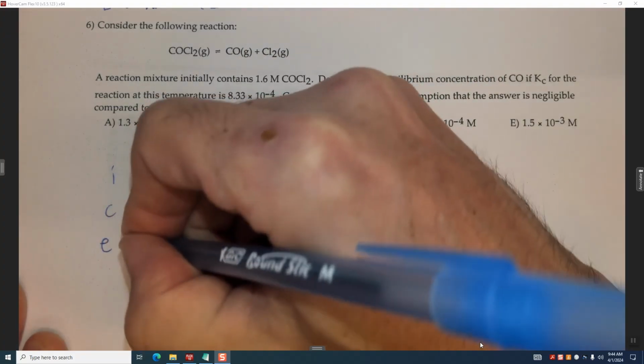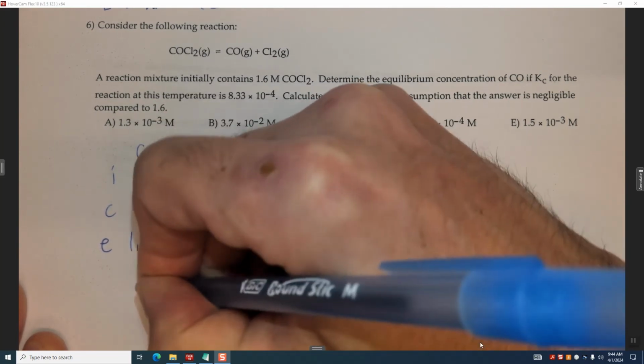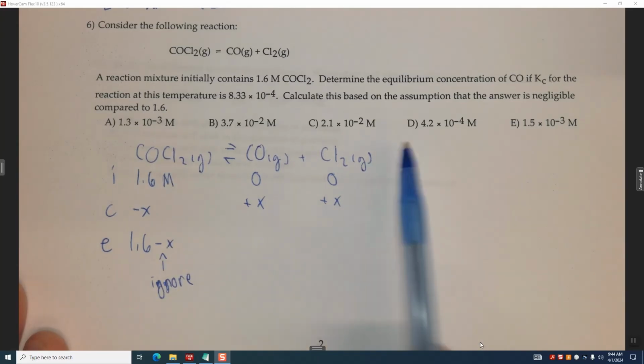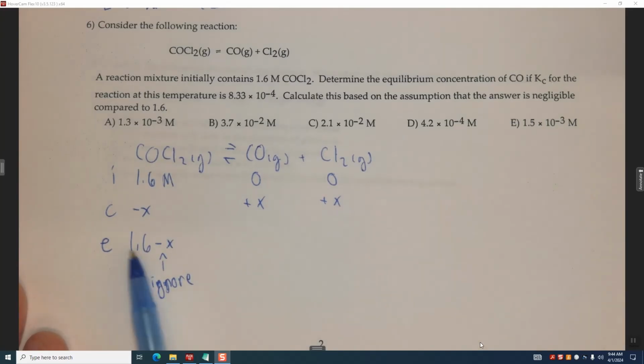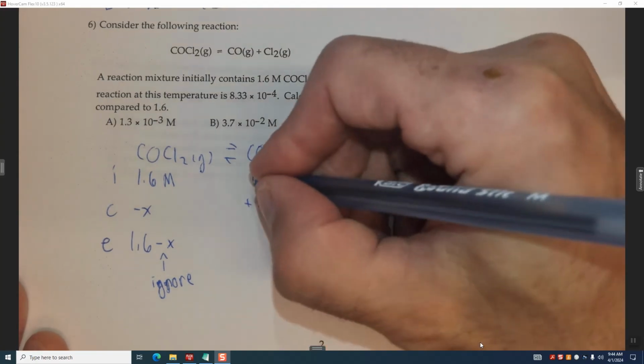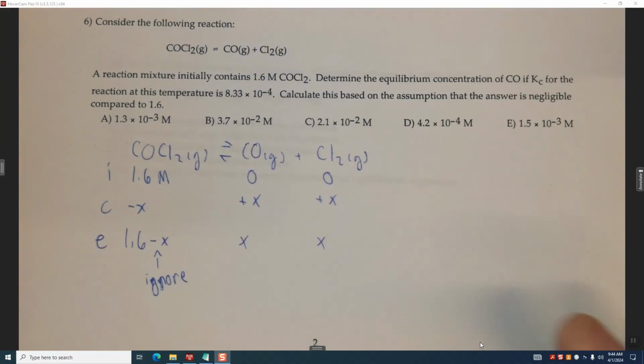So this one's going to be 1.6 minus X, but we are going to ignore this X, so we don't have to use the quadratic equation, and because we just look at the answers, they're way small compared to 1.6. They're way less than 5% of this value. Okay, these are all very small numbers. All right. It also tells us we can ignore this. In this case, you have 0 plus x, which is just x, and in this case, you have 0 plus x, which of course also is just x.